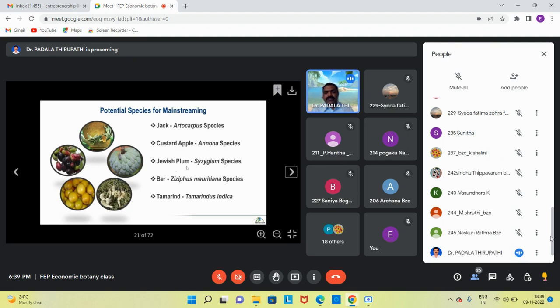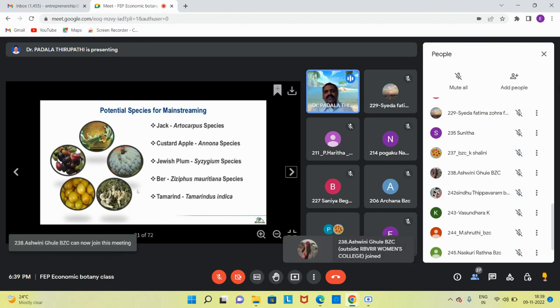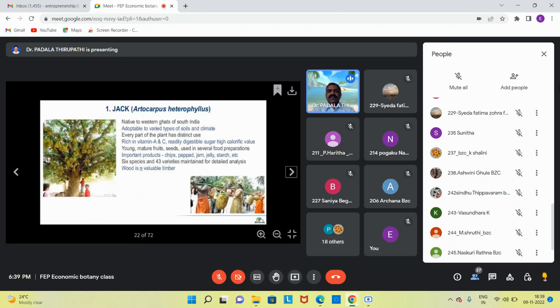And Jewish plum, which we can also call jamun fruit. We know jamun fruit. See here, this is Syzygium cumini. That is the Jewish plum. And some of the ber fruit, Ziziphus mauritiana. And we know tamarind, Tamarindus indica. So these are the species that they are mainstreaming in that area.